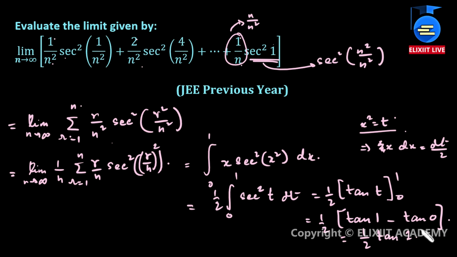So you can see how simple problems are if you can easily represent this in terms of sigma. Once you represent this in terms of sigma, the problem becomes very easy. Let's see the next question.